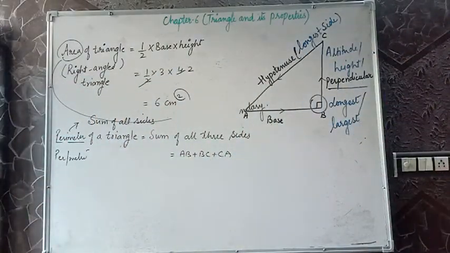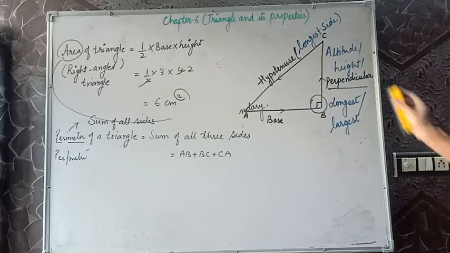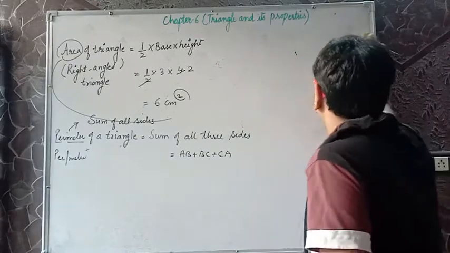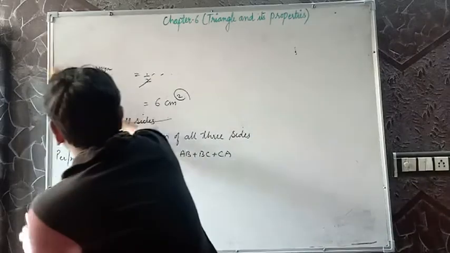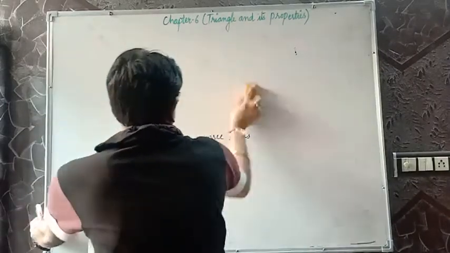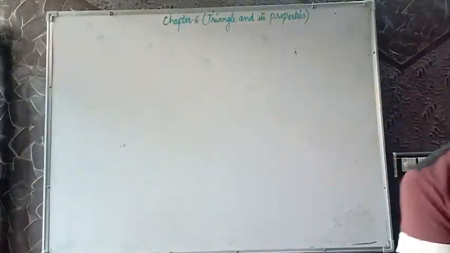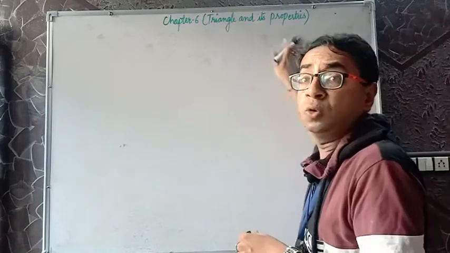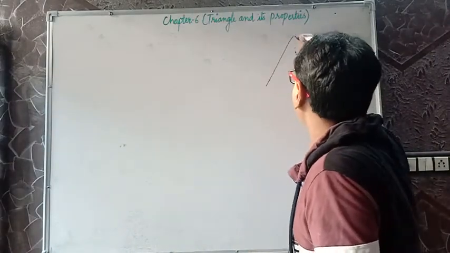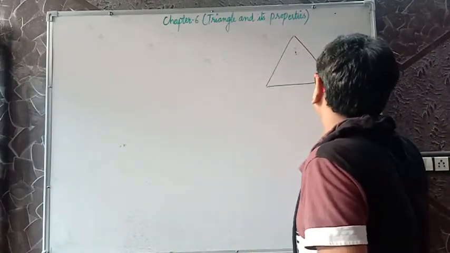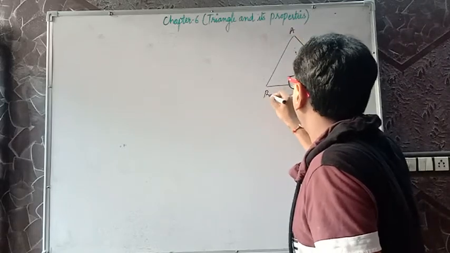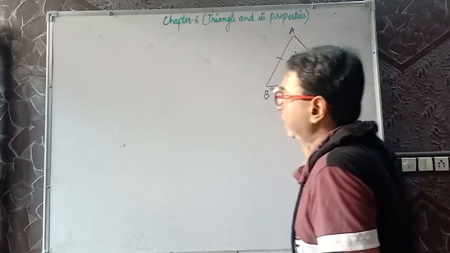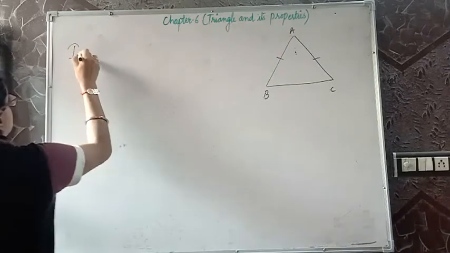Next, two important properties. One is related to your isosceles triangle and one is related to your equilateral triangle. Let us see. What do you mean by an isosceles triangle? Whose 2 sides are equal. Very good. Whose 2 sides are equal. This is an isosceles triangle. So what is the property in isosceles triangle?